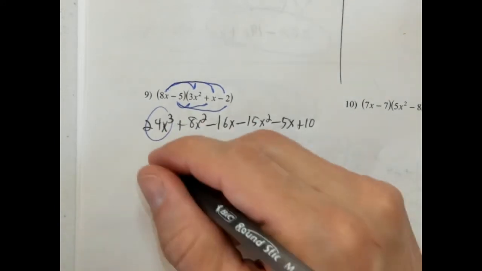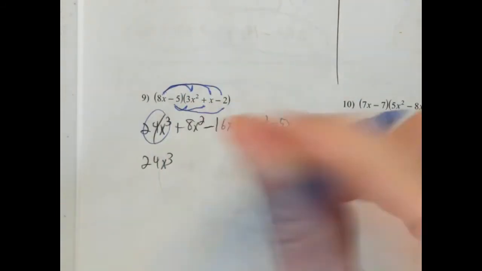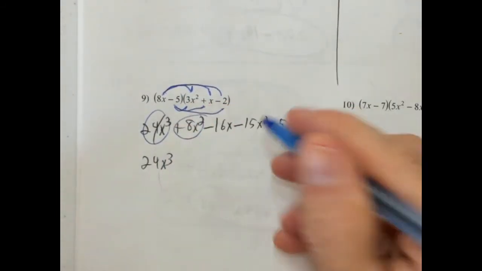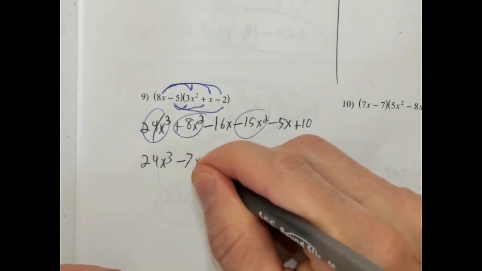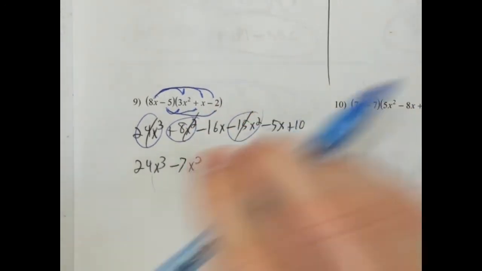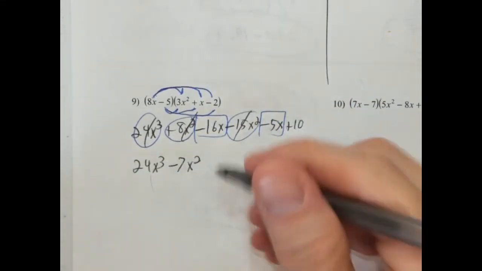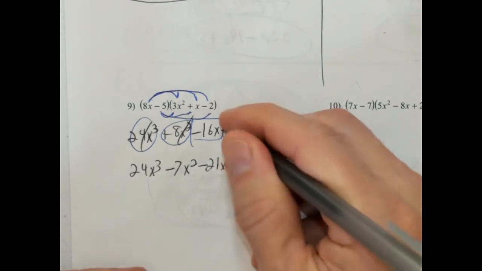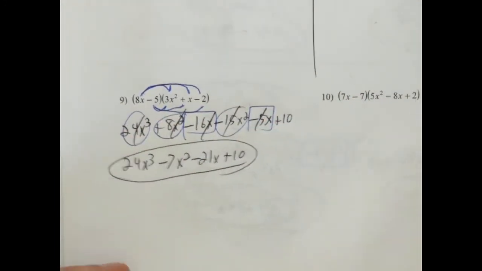24x cubed, nothing combined with that, so bring this down. And then we're going to circle the 8x squared. That's going to combine with the negative 15x squared. So 8 take away 15 is going to be negative 7x squared. We have negative 16x, negative 5x. Negative 16 minus 5 will be negative 21x. Bring down the 10. Okay.